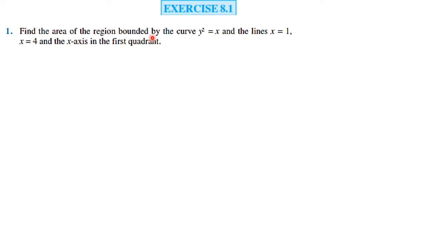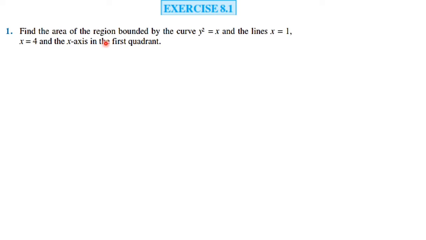Find the area of the region bounded by the curve y square equal to x and the lines x is equal to 1, x is equal to 4 and the x-axis in the first quadrant. So here the curve is y square is equal to x. The lines are given x is equal to 1 and x is equal to 4. And the region lies in the first quadrant.